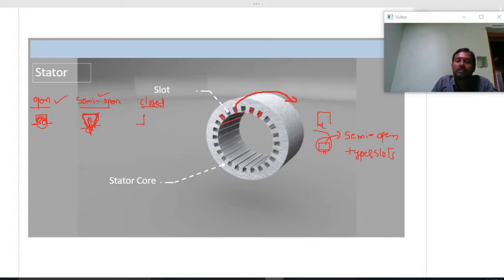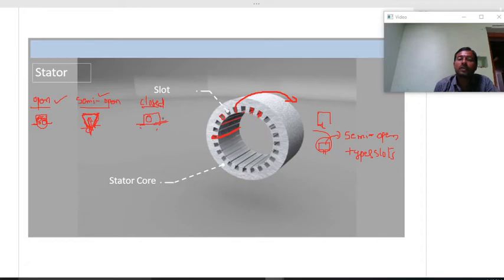If you take closed type slots, it will be like this. That will be closed. So if it is closed, how to place the winding? Look at this one. This is the gap that is available. If you close this gap, what is the way to place the winding? Only one way, because this is the only hole available. You should send the winding into the hole, just like a refill. How you send the refill into the pen, in the same way you should send the winding into the slots if it is closed.